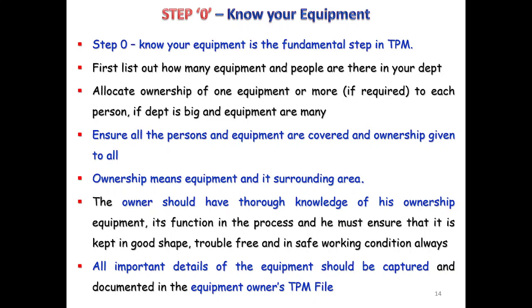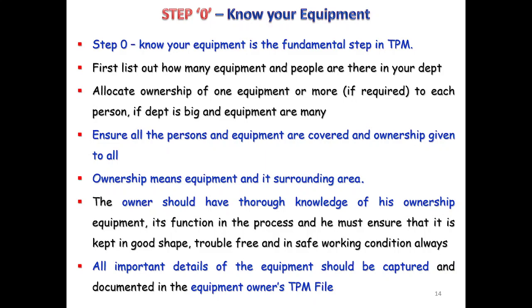Allocate ownership of one equipment or more if required to each person according to size of the department, number of employees, and equipment in the department. Ensure all the persons, equipment, and areas are covered and ownership given to all without fail. Ownership means equipment and its surrounding area, which means that the surrounding area of the equipment also belongs to the owner. He is responsible for maintaining good housekeeping and safety in his area too.